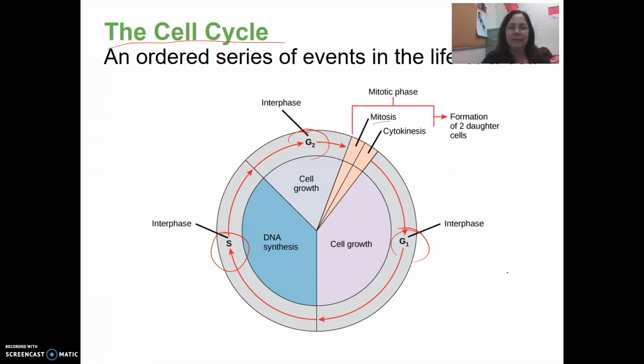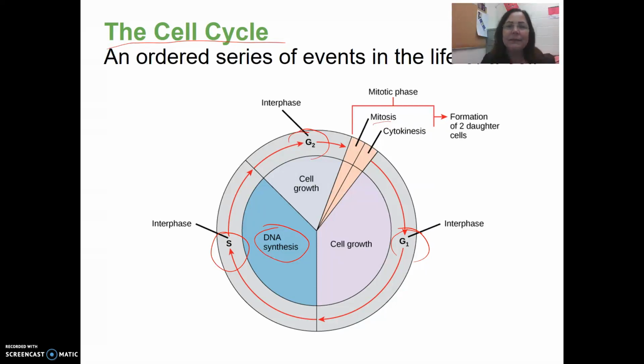The second stage of interphase is called the S stage, and that is when the DNA replicates. Because before any cell divides, it has to double its DNA. It has to make a copy of its DNA so that each new cell that is produced will have an identical copy of the DNA. So that happens during the S stage of interphase. And then there is another growth stage called G2 in interphase.